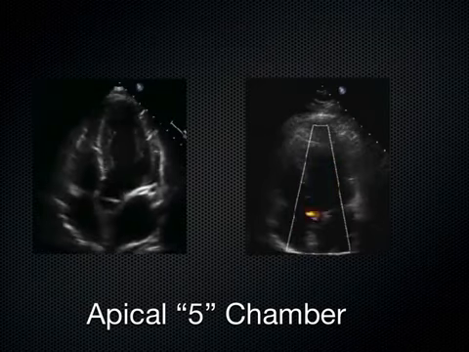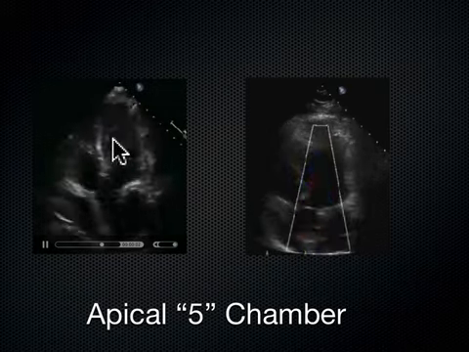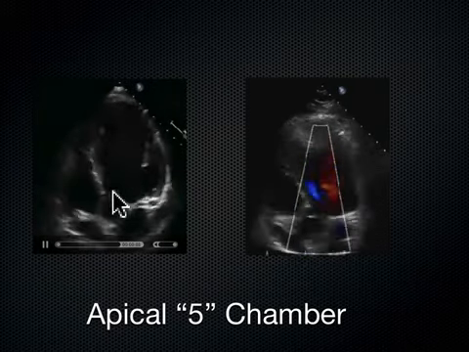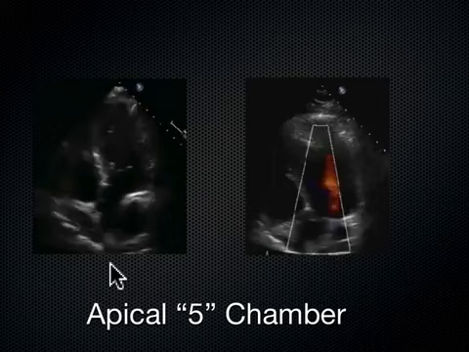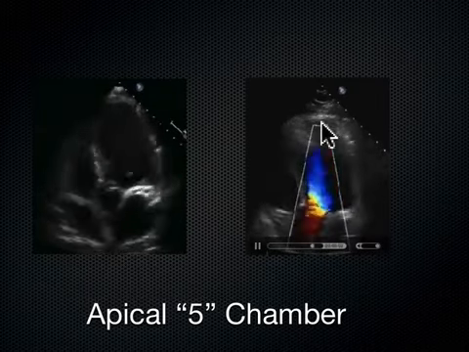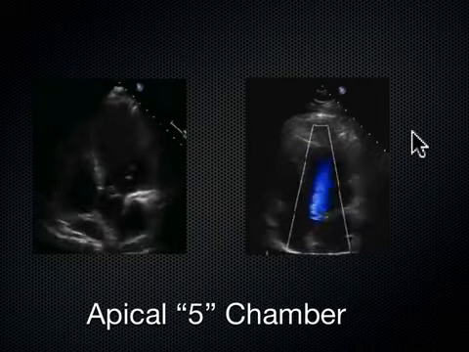This is what it looks like when we have it really nice. Apical 5th chamber, there's the aortic valve right there. See that, where my arrow is? I'll get it out of the way. And over here, BART: blue away, red towards.